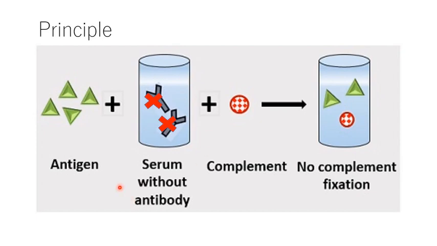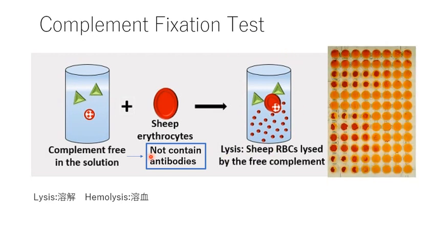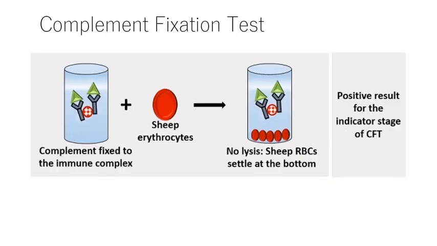There are two ways to perform a complement fixation test, namely positive and negative complement fixation tests. A free complement breaks the CF erythrocyte sites. In a negative CFT, a complement does not fix due to the absence of antibody, and hemolysis occurs. Oppositely, if a complement fixes with the antigen-antibody complex, no hemolysis occurs in positive CFT.